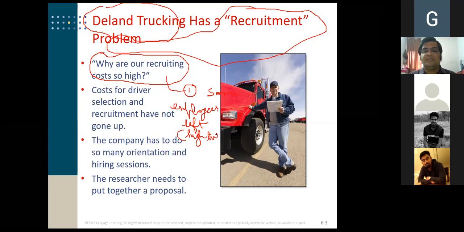See, these are just the hunches. Number two: whenever the truck drivers leave, new truck drivers have to be recruited. So recruiting has a cost. I am just giving you a practical example. Recruitment cost high. This may be one.